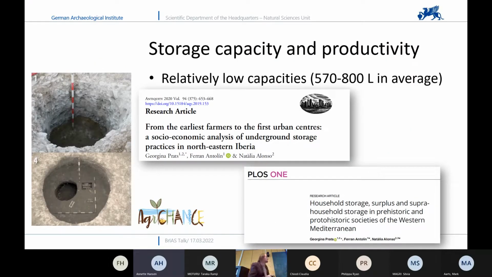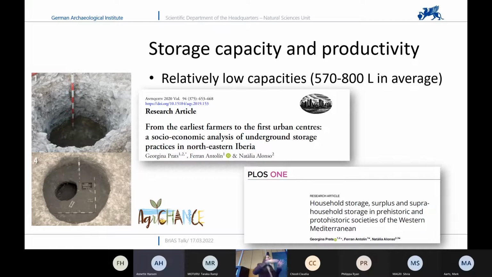And I mentioned our work on storage capacity, and this would be a completely other talk, but I'm just going to focus on the average capacity of these features. And it's the lowest that we have in prehistory. So as societies develop in our study area, they keep increasing the storage capacity of silo pits. So we actually think that these average capacities kind of indicate to us the productivity that each family is achieving.